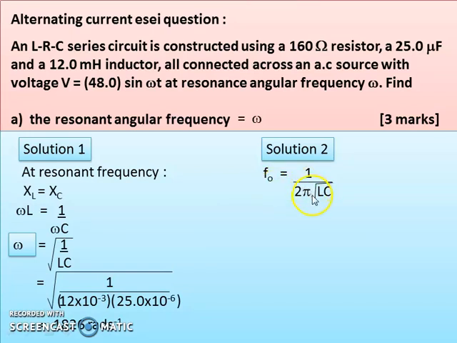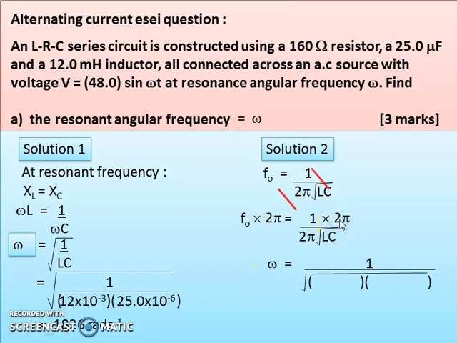Another method we can use is from the formula of resonant frequency. F naught equals 1 per 2 pi square root of LC. So to get omega, we times 2 pi both sides. So 2 pi F naught equals the angular frequency omega, and cancel out 2 pi to this 2 pi, then we get 1 per square root of LC. Substitute LC value into the equation, then we get angular frequency equals 1826 radians per second. So both methods give the same answer.